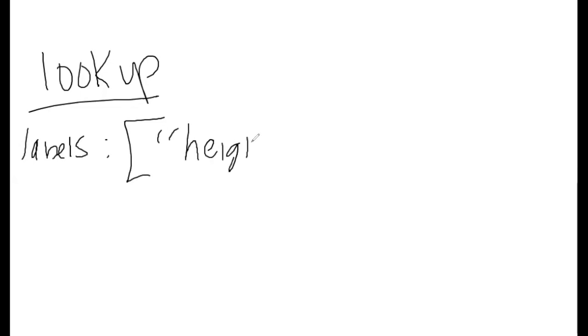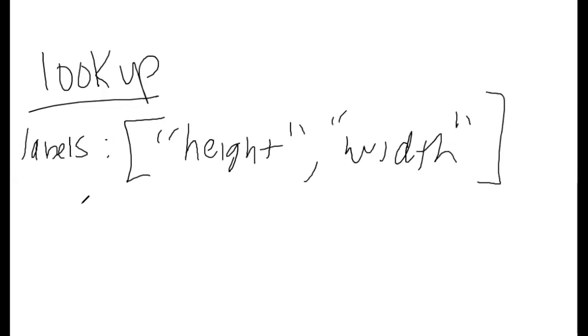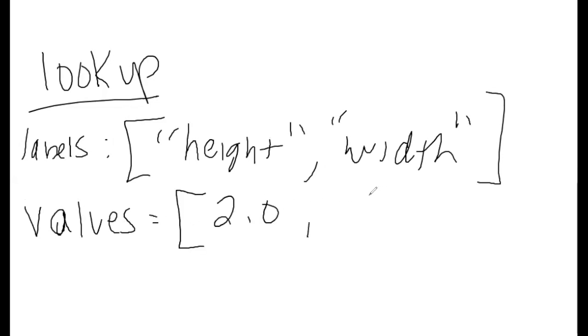The next function was called lookup. So the idea with lookup is that you'd be given one list of strings that represented columns or labels of some kind. So let's just say labels, and let's just say height and width, just as a little example. So that was the first parameter. The second parameter is a list of floats called values. Let's give some random values as an example, I don't know, 2 and 7.